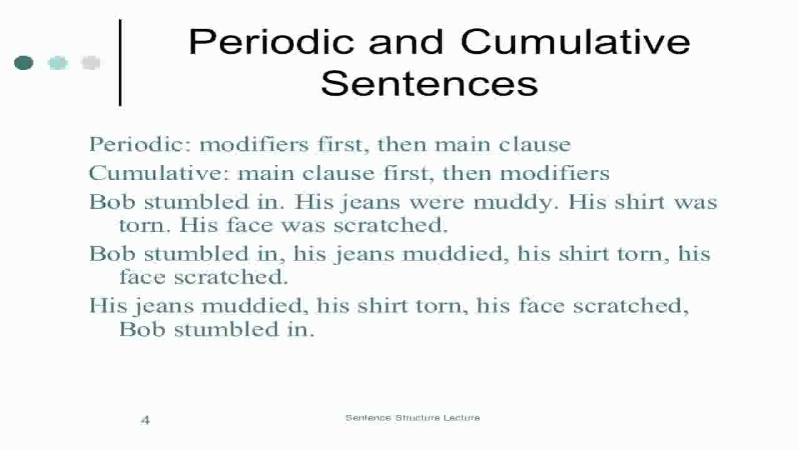You could also use a periodic structure, which would begin with the modifiers. His jeans muddied, his shirt torn, his face scratched, Bob stumbled in. If you're writing a novel and Bob has been missing for several pages, the periodic sentence, which creates suspense, is probably the best choice. But the cumulative structure and the 4 boring subject-verb sentences are both correct, and depending on your meaning, they could be good choices too.